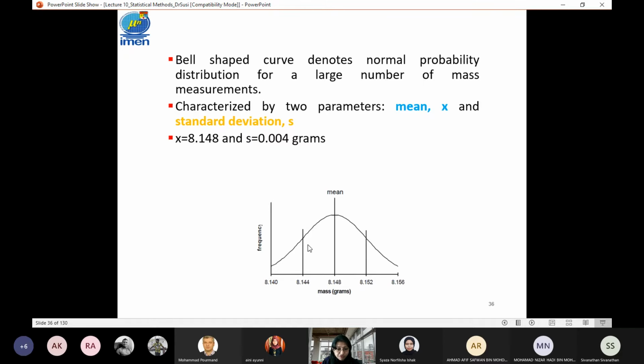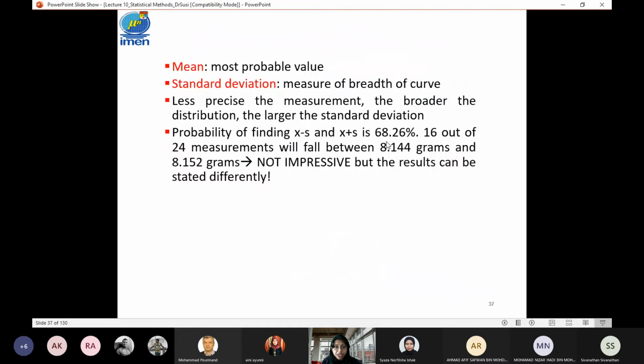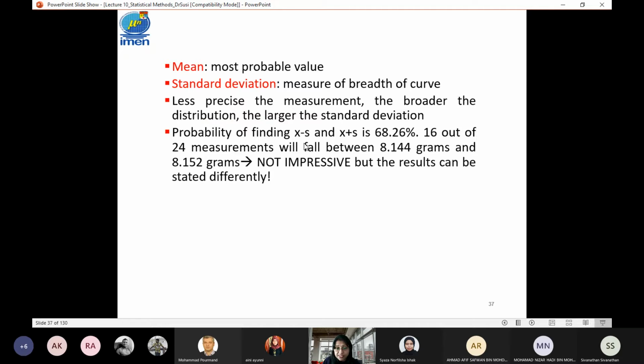So if you use this kind of measurement, you report your data as the probability of finding the next measurement is 8.148 plus minus 0.004 at a confidence level of 68.26%. So it is not impressive, right? 68%. So how can you state the results differently?